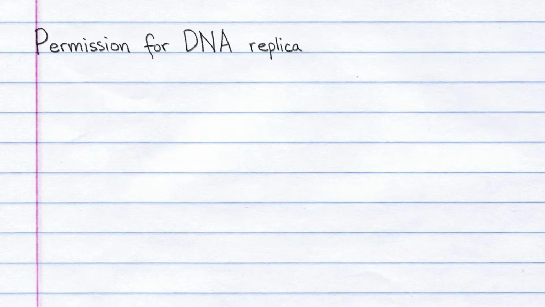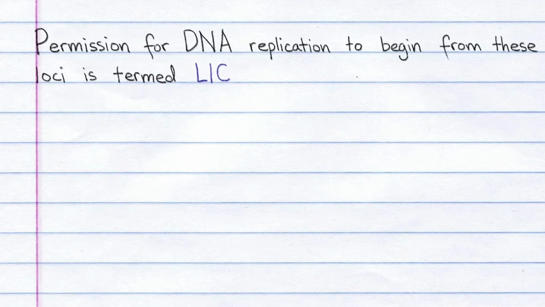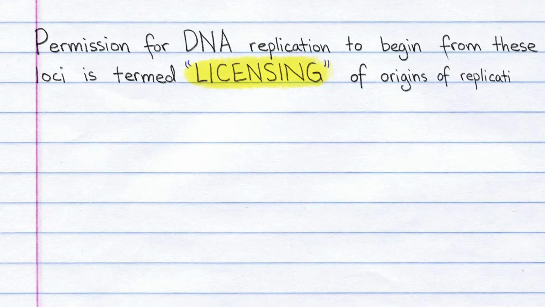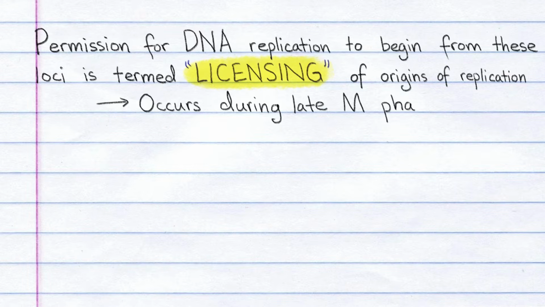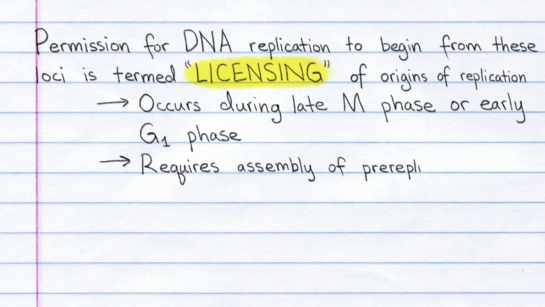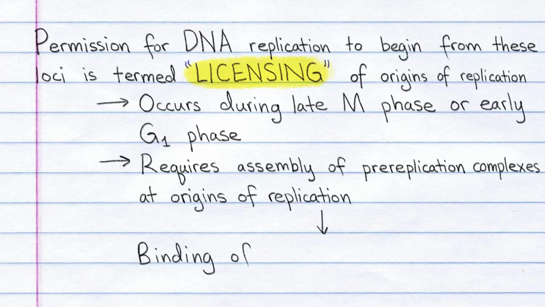Permission for DNA replication to begin from these loci is termed licensing of the origins of replication, and occurs during late M phase or early G1 phase. Licensing requires assembly of pre-replication complexes at origins of replication, which involves binding of proteins to the ORC.